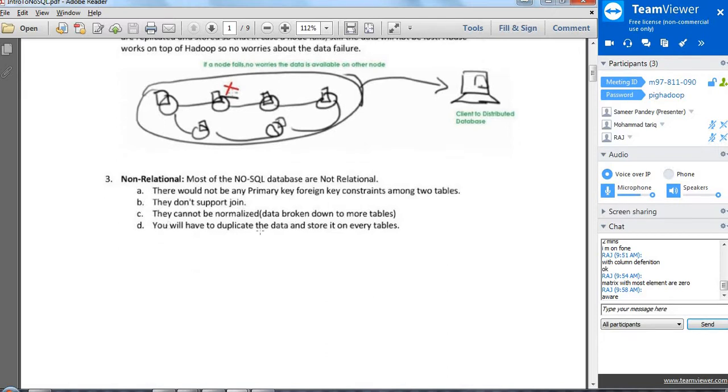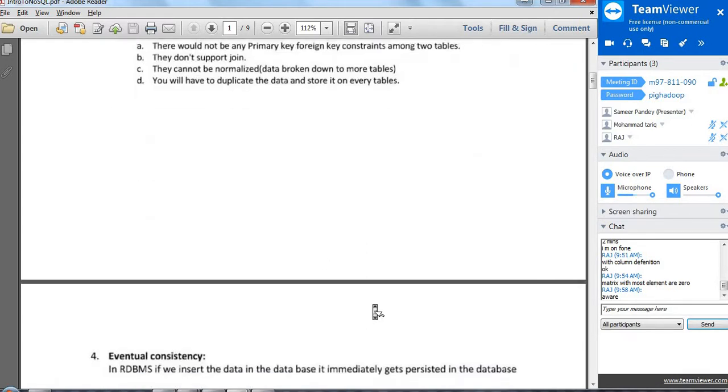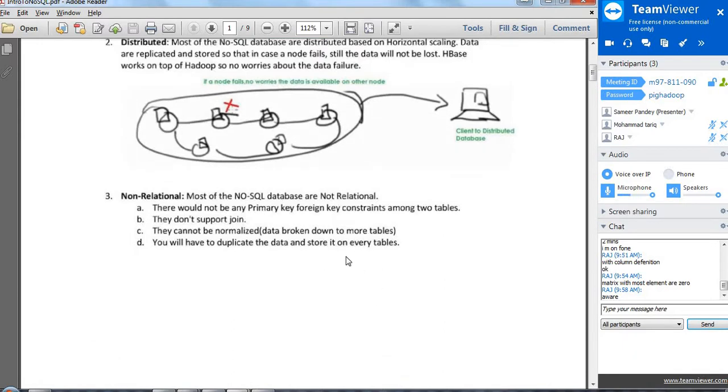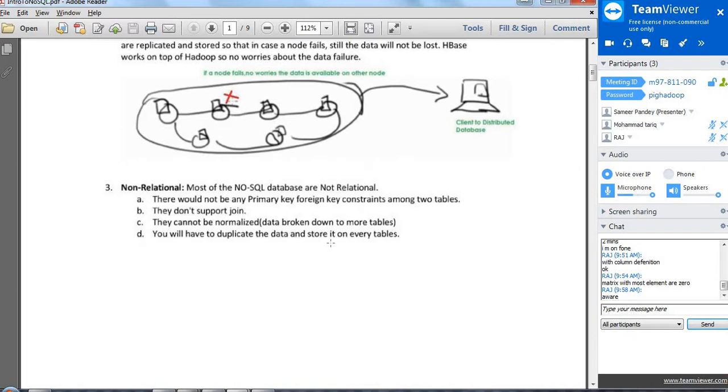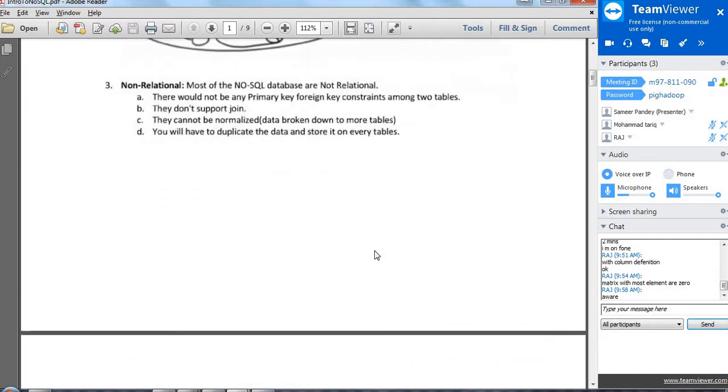Next, you will have to duplicate the data and store it in every table. What does it mean? It's the same concept as the replication factor that we have. I'll discuss these things.